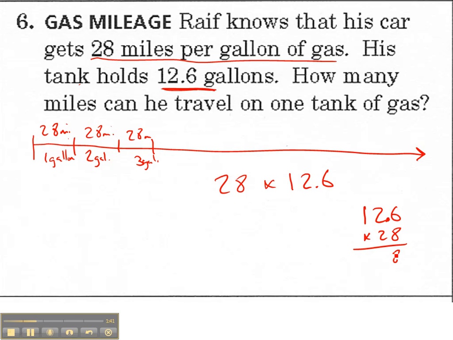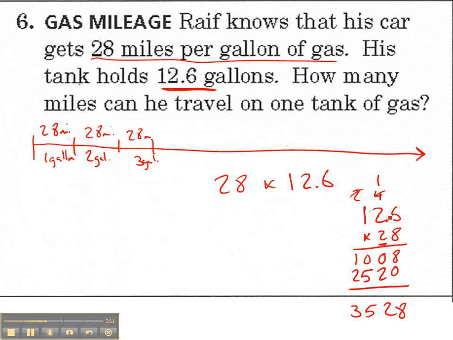6 times 8 is 48, carry the 4. 2 times 8 is 16, plus 4 is 20, carry the 2. 1 times 8 is 8, plus 2 is 10. Let's cross out these numbers that we carried. Now we're multiplying by the tens place, so we start with a 0. 6 times 2 is 12, carry the 1. 2 times 2 is 4, plus 1 is 5. 1 times 2 is 2. Add these up, we get 8, 2, 5, and 3.